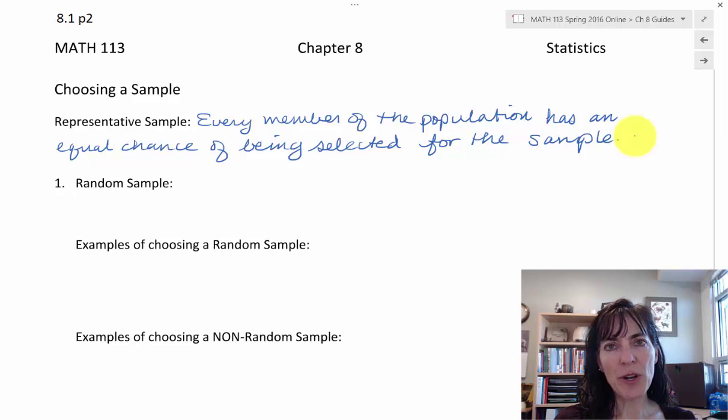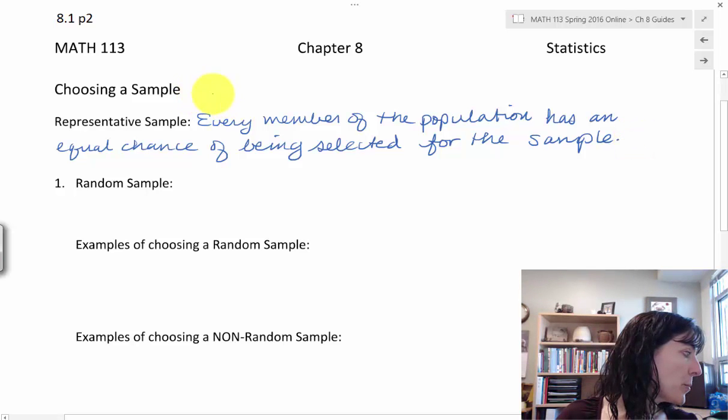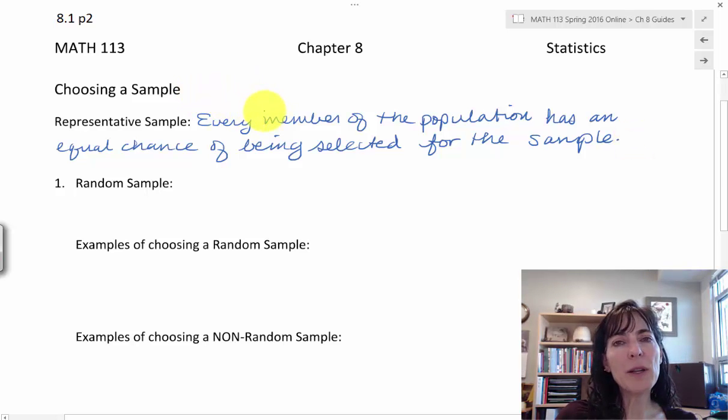One way to ensure that you have a representative sample is to take a random sample. And you can identify a random sample because it has no human interference.